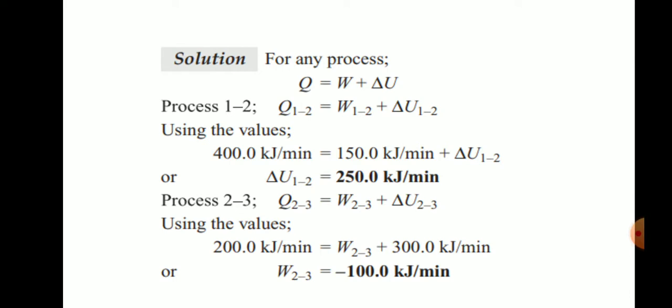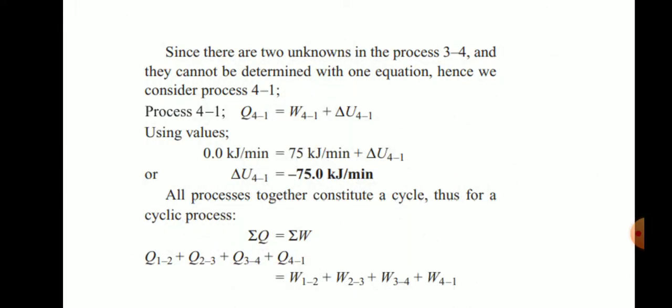Substitute the same values, we get minus 100 kilojoules. And write it as minus 100, not plus 100. Okay, from that minus sign we get some information, which is that it is the work done on the system, not work done by the system.